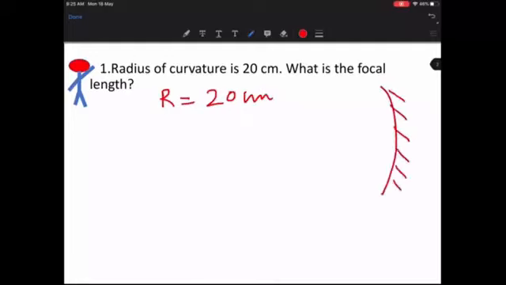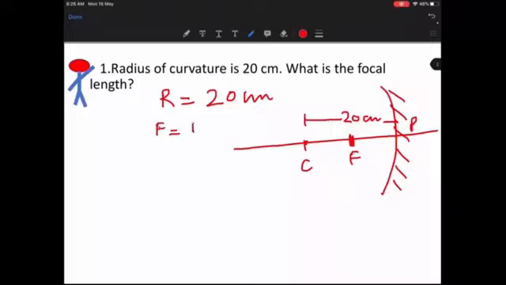If you draw a concave mirror, this is the principal axis, this is the pole here, this is the focal length, and this is the center of curvature. Now you know that the center of curvature is actually the geometric center. If this is the center of curvature, that means this distance is your radius of curvature. So now here is the focus, and you know that the focal length is half of the radius of curvature.